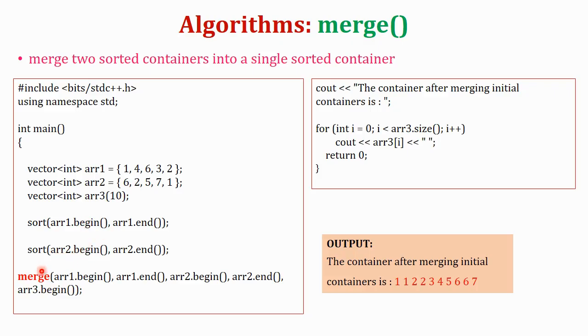Then after sorting, we are calling the merge function. Here, first arr1.begin, then arr1.end. Similarly for the second vector, second vector dot begin, second vector dot end. After merging the first vector and second vector, where is the result stored? That is arr3.begin. So here we are storing it. Now we are going to display arr3.size, going through one by one and displaying. So the content of the first vector merged with the content of the second vector is stored in the third vector, and it is displayed like that.